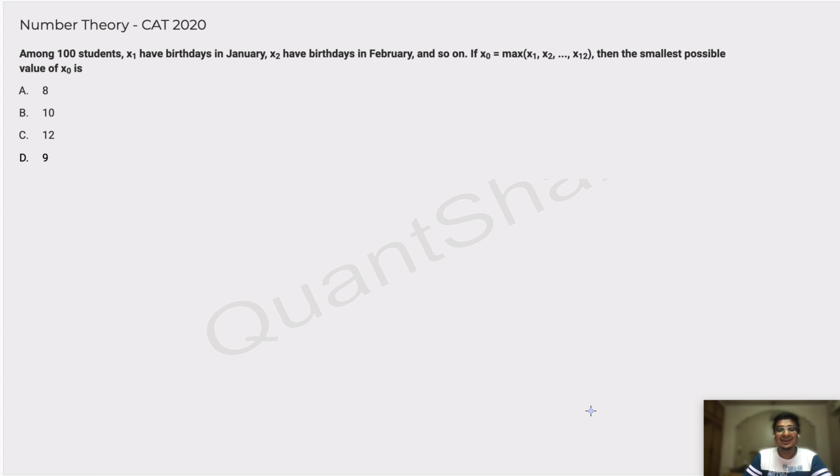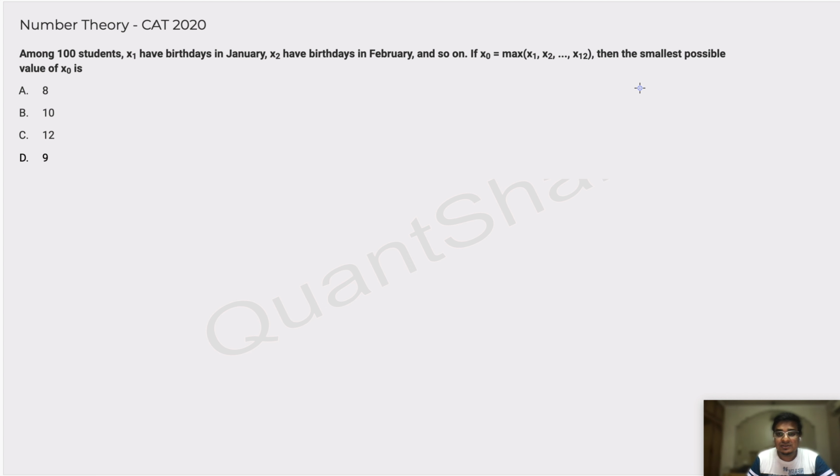Hello everyone. Today we are going to be looking at a question on number theory from CAT 2020. So the question says: among 100 students, X1 have their birthdays in January, X2 have it in February, and so on. So we'll go till X12 in December.